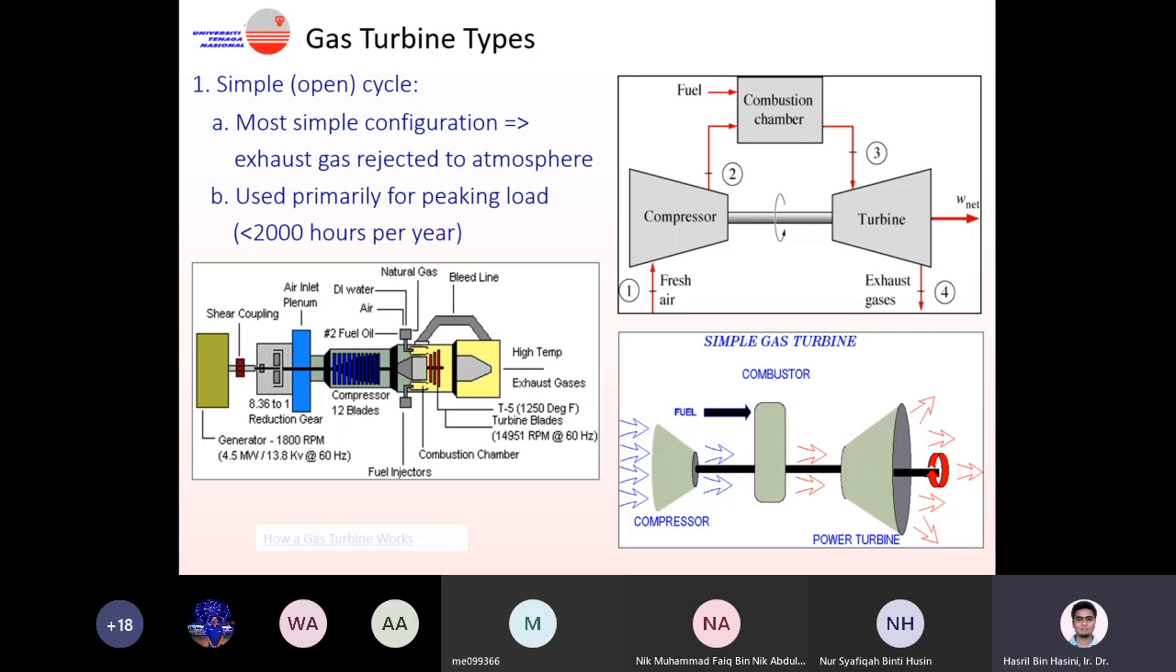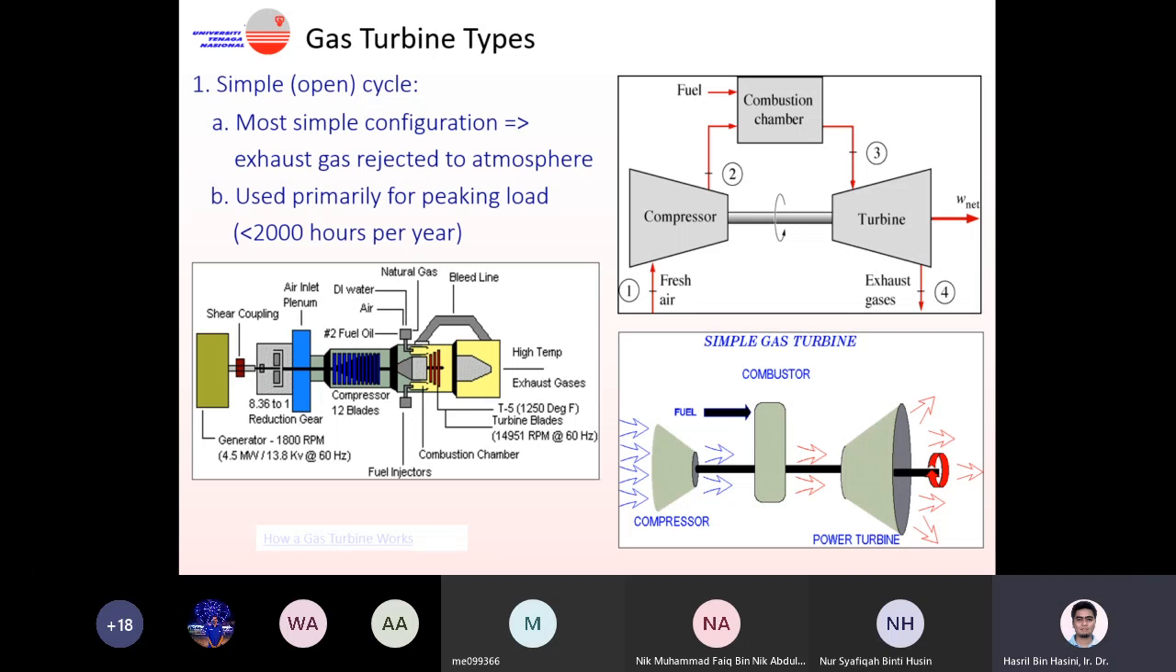Okay, open cycle is very simple. The most simple configuration. How does it work? You have fresh air coming into the compressor, which compresses the air into the combustion chamber. You have combustion gas, which drives the gas turbine, and then the exhaust gas we just release to the atmosphere, to the ambient, through a chimney. So this is the principal operation of an open cycle.